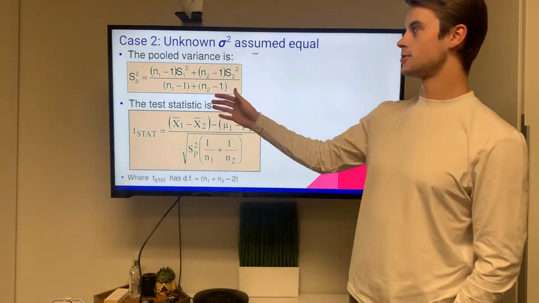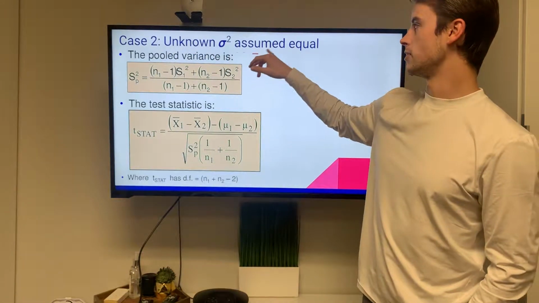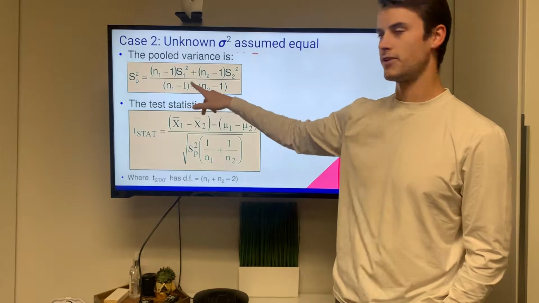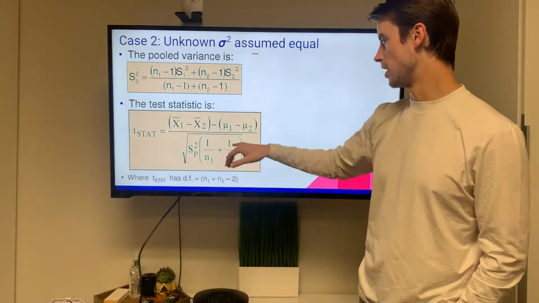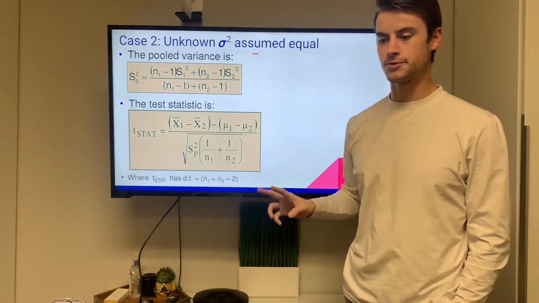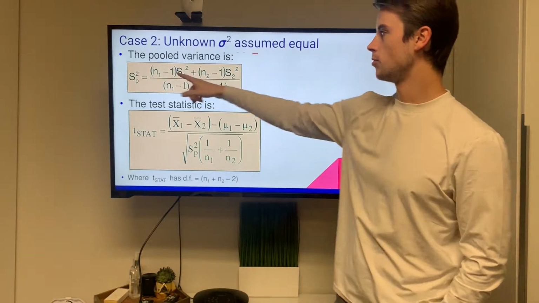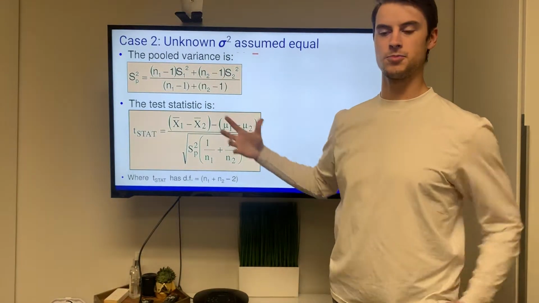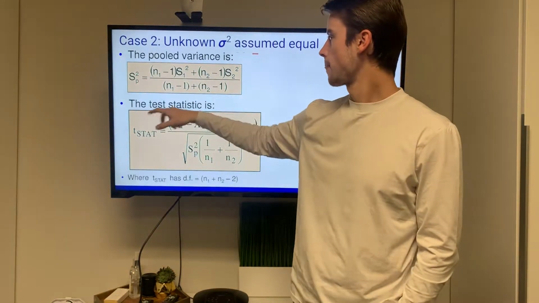All right, case number 2. When we don't know the variance, but we assume that the two sample variances are equal, right? So we don't know this, but we can safely assume that this right here is equal in the two samples. So what we do is, when they're assumed equal, we have what's called a pooled variance. So we pool those two variances together. And this is the formula for that, okay?